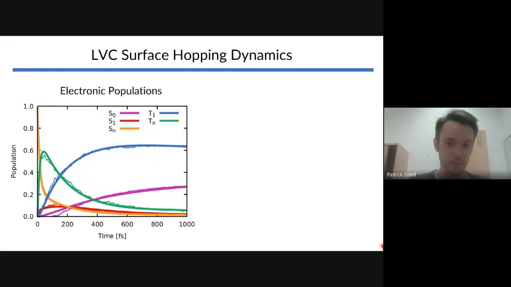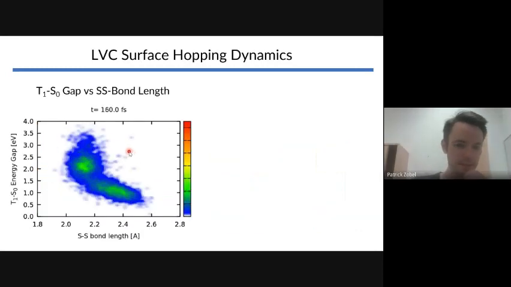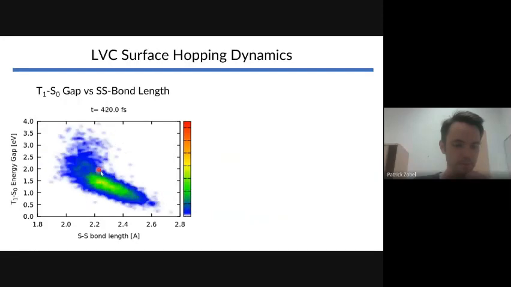Basically, when you look at the electronic populations, what the electronic states do in the LVC dynamics, it's very similar. Only now, because we go to longer timescales, there is some internal conversion already from the S1 to the singlet ground state, which we didn't see in the TDDFT dynamics. But otherwise, all the time constants that we fitted for the process are very similar to the TDDFT ones. So it seems like at least this part is also well described by LVC. What we found here is, now I'll show you what the trajectories do.